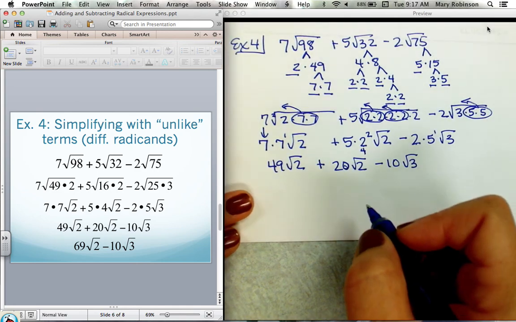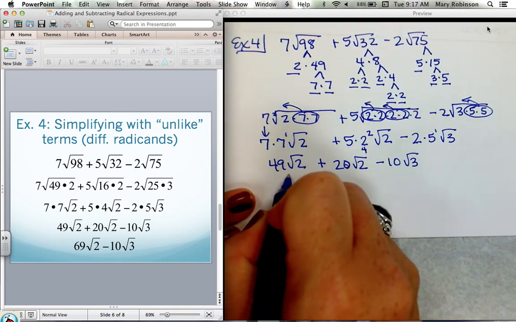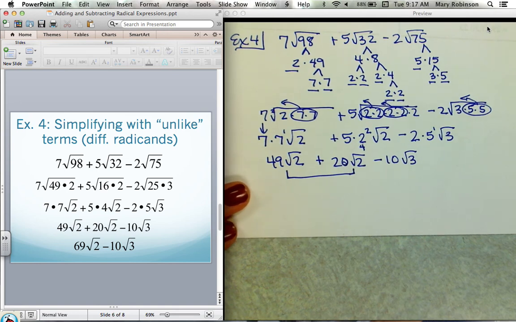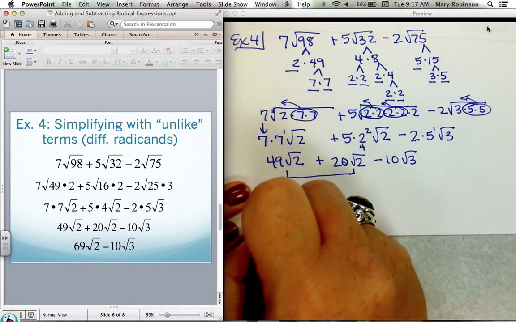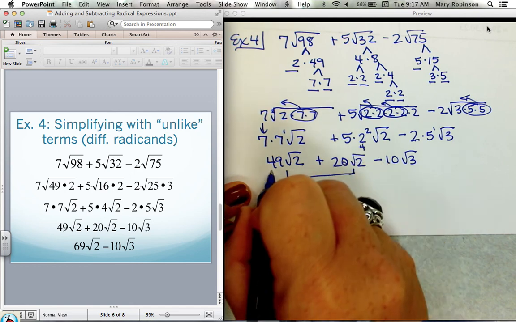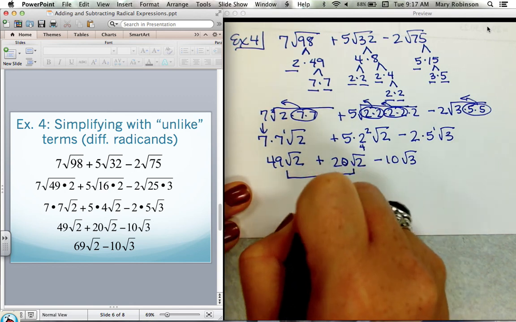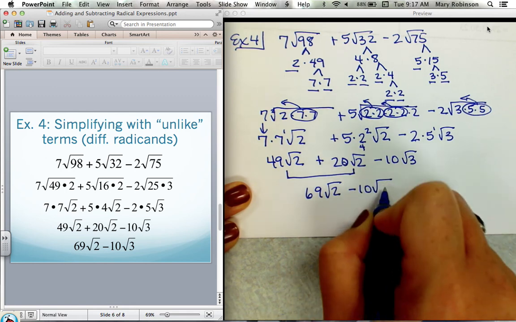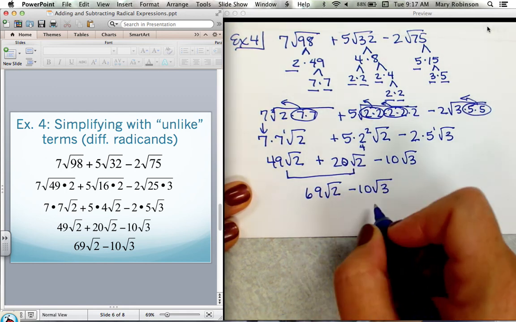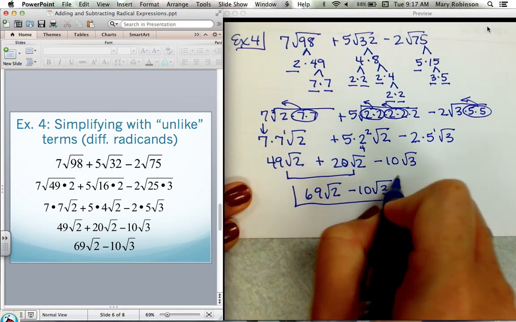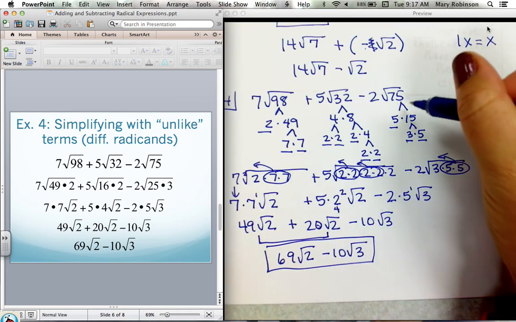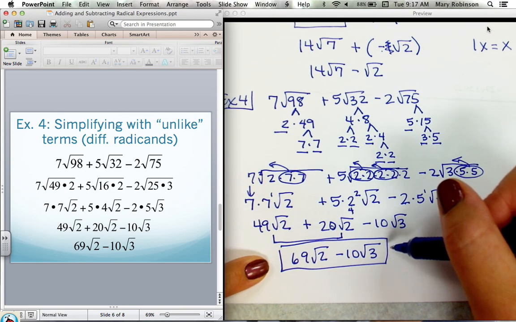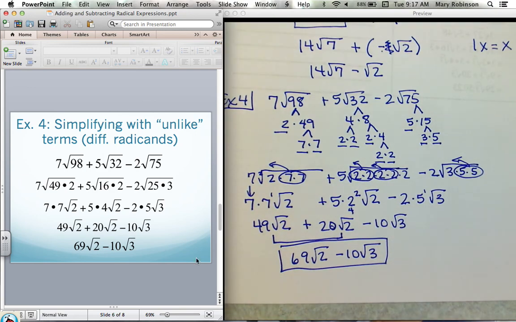Now when we look at this, we need to further recognize that if we have any like terms, they also need to be combined. Notice your radicands of 2 are like terms, so we're going to combine the 49 and the 20. 49 plus 20 is equal to 69, the square root of 2. Because this does not get added, we simply write it as part of our final expression. And we can also verify by putting our original problem in our calculator and our answer in our calculator, and we should get the same decimal approximation.